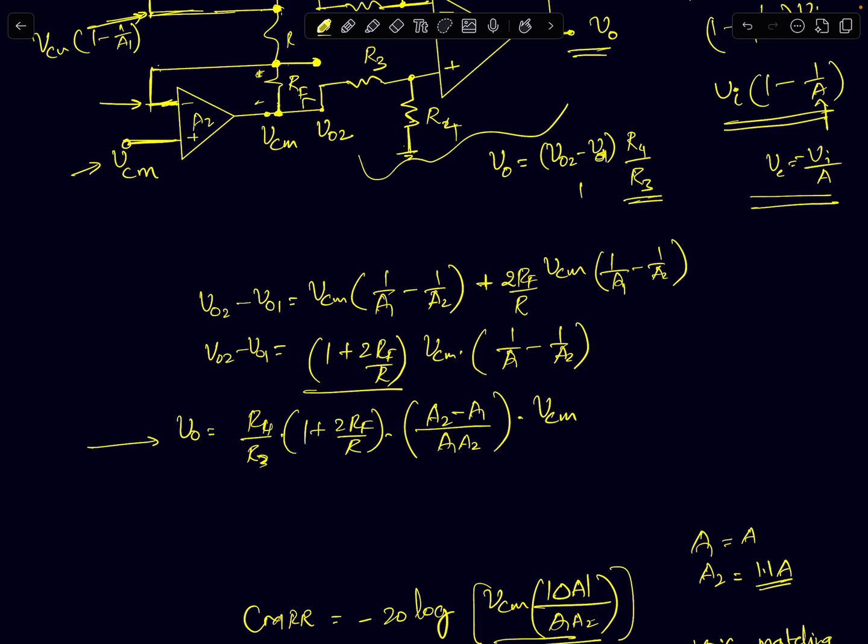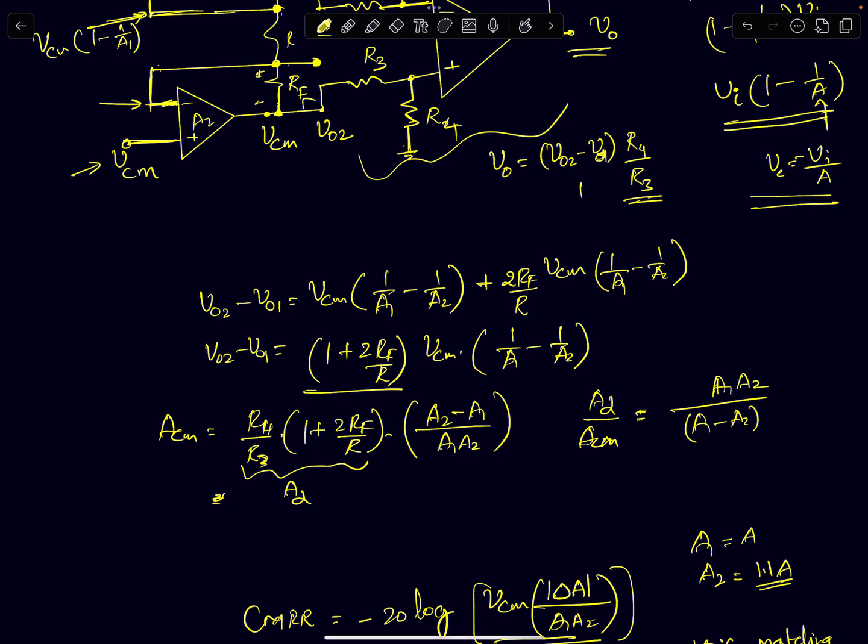So this term is nothing but your differential gain, AD. And the common mode gain is ACM. If I take VCM to the denominator, V0 by VCM is simply equal to ACM. This here is AD. So AD by ACM, that is your CMRR in linear units, will simply be equal to 1 divided by A1 minus A2 into A1 A2.